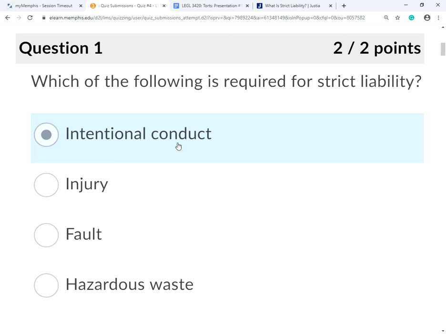And the answer that I actually gave, because I know that injury is tied to any cause of action for anything to do with a tort, I went ahead and selected injury as my answer, and actually, as you can see, I did get it right.